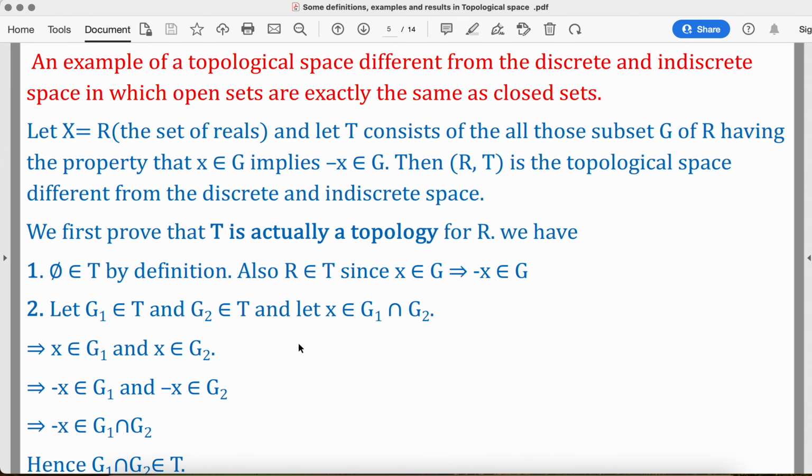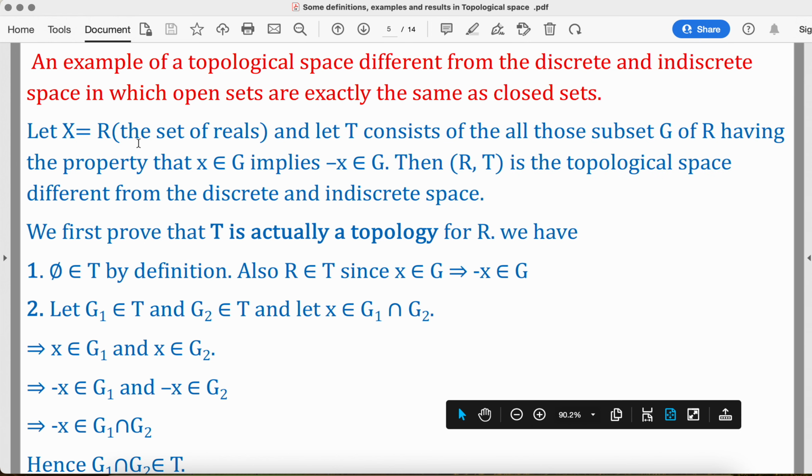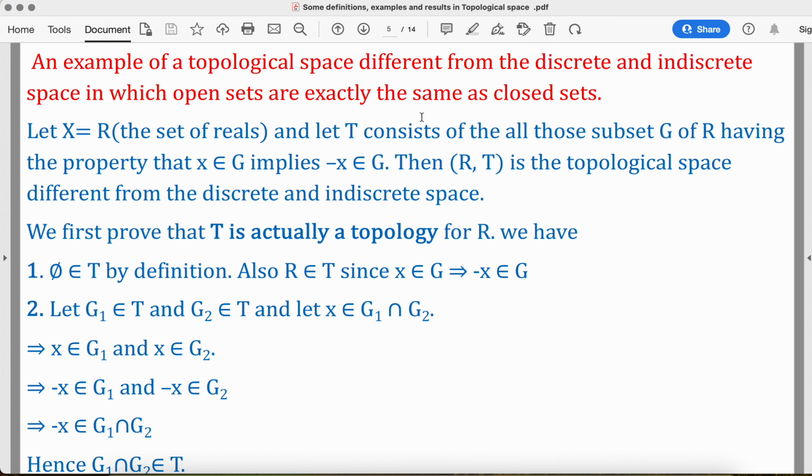Now we will give an example of a topological space which is different from discrete and indiscrete space, in which open sets are exactly the same as closed sets. Suppose R is the set of real numbers and T is the set of all those subsets G of R having the property that x belongs to G implies minus x belongs to G. So it means (R, T) is a topological space which is different from discrete and indiscrete space.